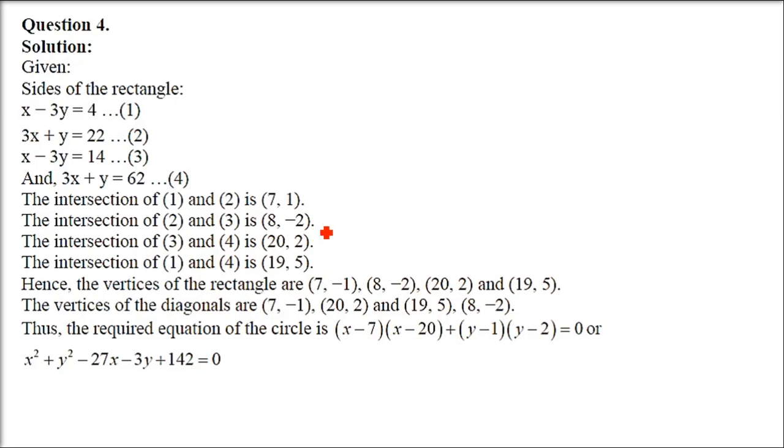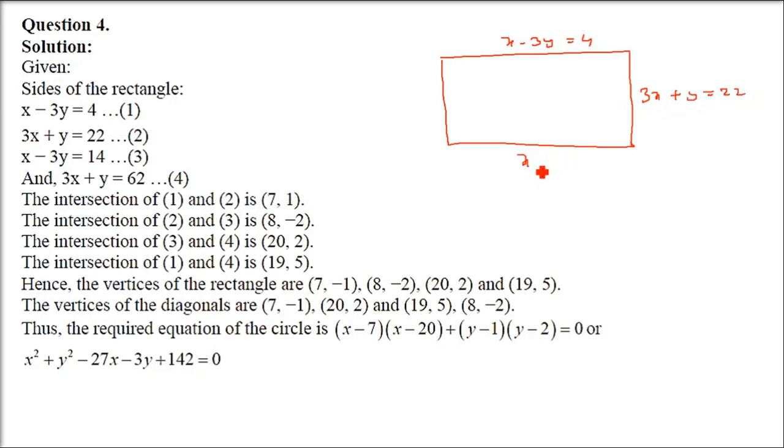So now here 4 lines are given. In the previous question we already had the points, but here we have to find the points of the vertices, and for that you have to solve the linear equations pairwise, one by one. Take 2. So let us say that this is x minus 3y equals 4, this is 3x plus y equals 22, this one is x minus 3y equals 14, this is 3x plus y equals 62.